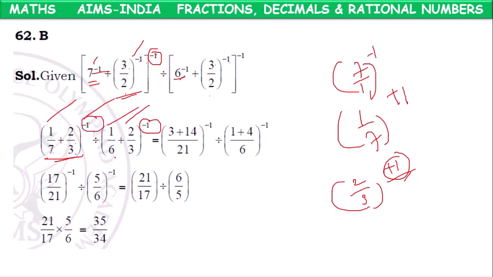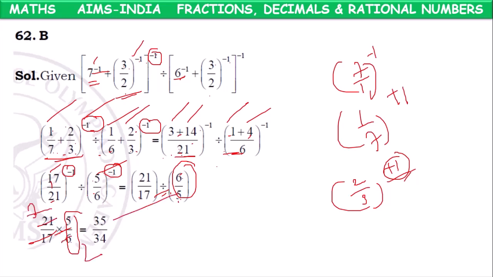Simplification. This one, 7 and 3, LCM 21. 7 times 3 is 21, 3 times 1 is 3. 3 times 7 is 21, 7 times 2 is 14. 6 and 3, LCM 6. 6 times 1 is 6, 1 into 1 is 1. 3 times 2 is 6, 2 into 2 is 4. 3 plus 14, 17 by 21. 1 plus 4, 5 by 6. Again, minus 1 is there, minus 1 is there. We will interchange. Minus 1 will go. 21 by 17 divided by 6 by 5. This division we will write as multiplication. Then after that, 6 by 5 becomes the reciprocal, 5 by 6. So, 3 times 2, 3 times 7. 7 times 5 is 35. 17 times 2 is 34. 35 by 34 is the answer.